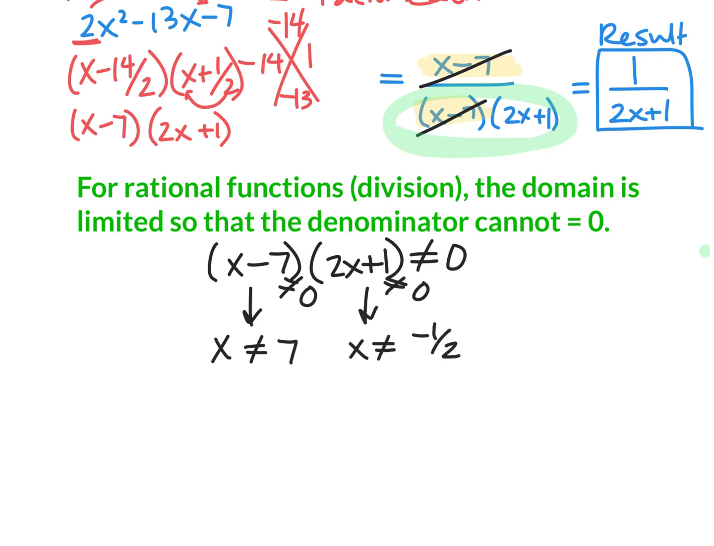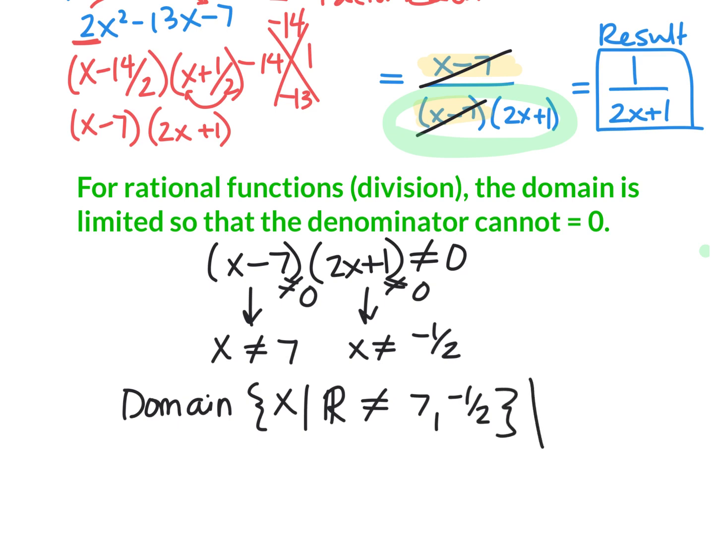And if I solve that, that's going to tell me that x cannot be 7, and also x cannot be negative 1/2. So my domain for this result is all real numbers except, so we can write that as, this is set notation, it would be all real numbers not equal to 7 or negative 1/2. Or sometimes they say excluding instead of not equal to.